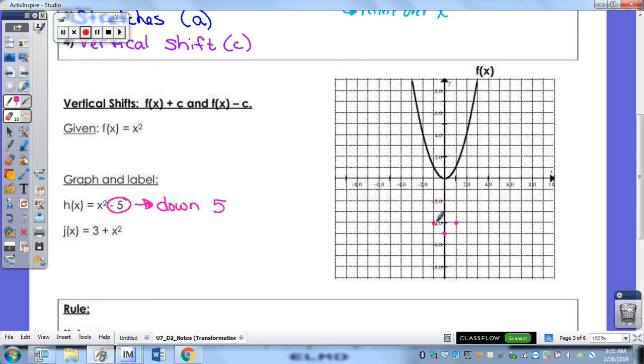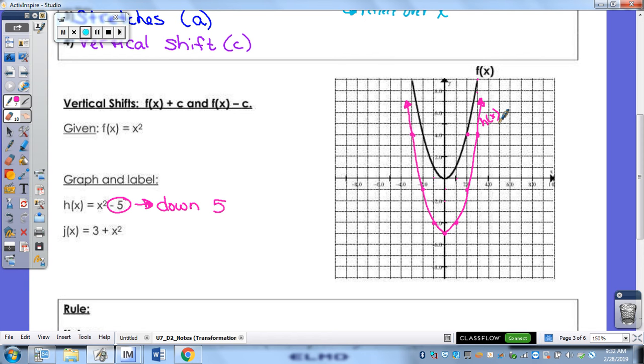Right, so I took my vertex, moved it down 5. Those next 2 points, moved them down 5. Here's another point, so I'm going to move that down 5. And then that other one, I moved it down 5. So then I'm going to label that one h of x.